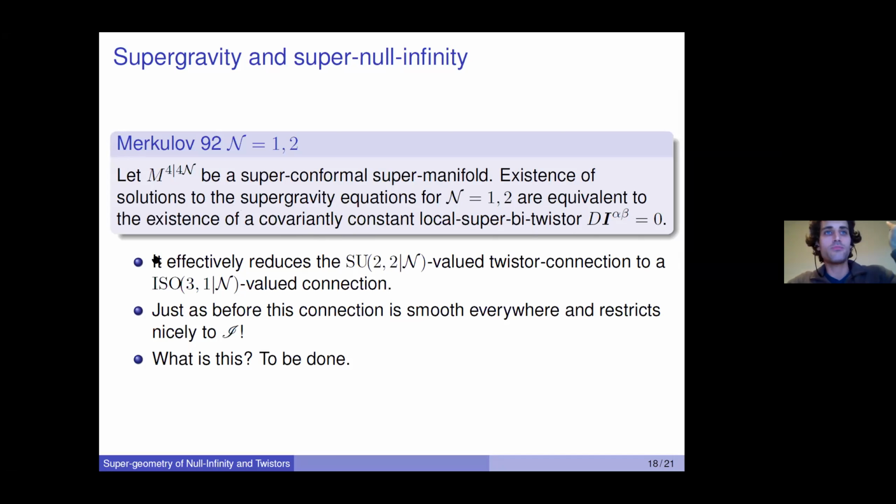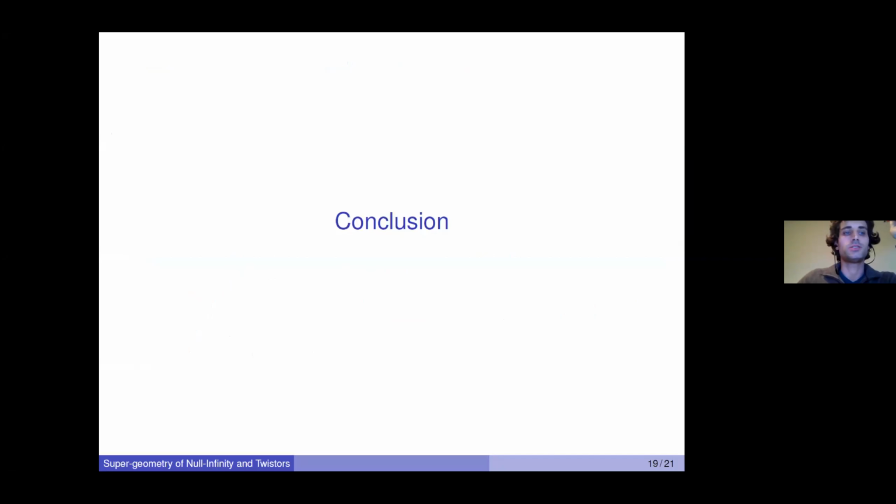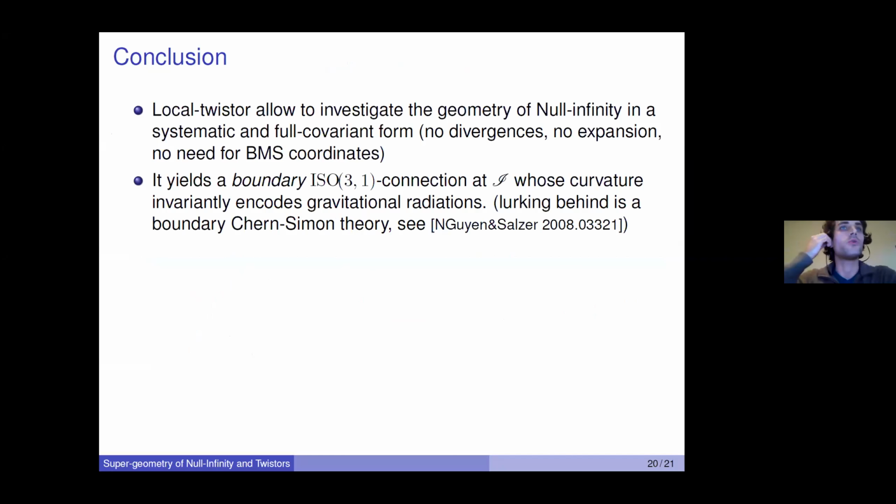And just as before, all these fields are smooth everywhere. In particular, they should be smooth at null-infinity. So you should get a super-Poincare connection at null-infinity. And the question is, what is this object? What is the super-Poincare connection living at null-infinity? I don't know. It's clear that it's there, but all the details are to be dug up. It's to be done. And so, yeah, I'm a bit early.